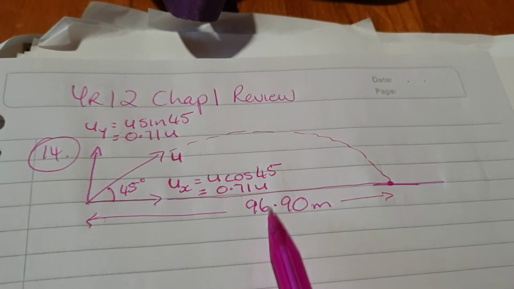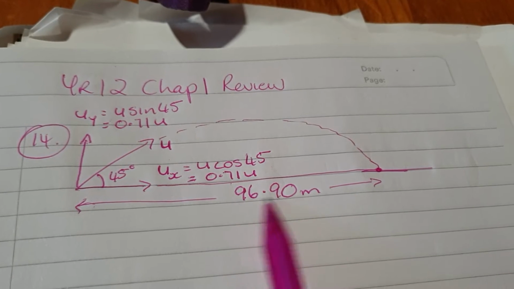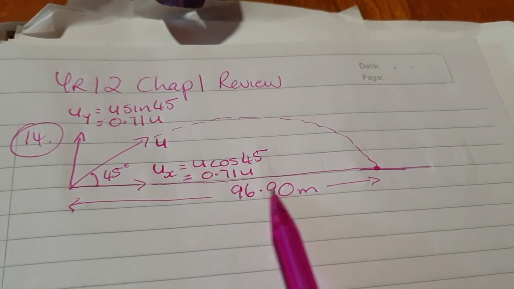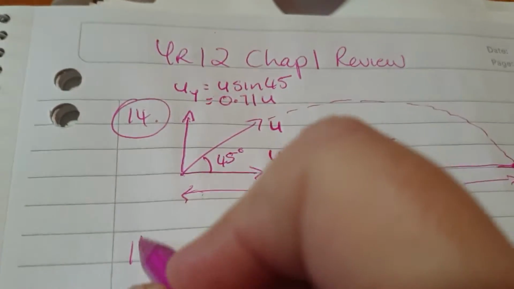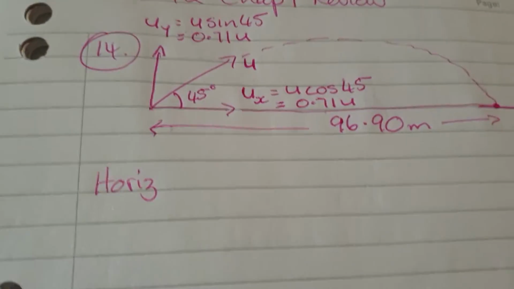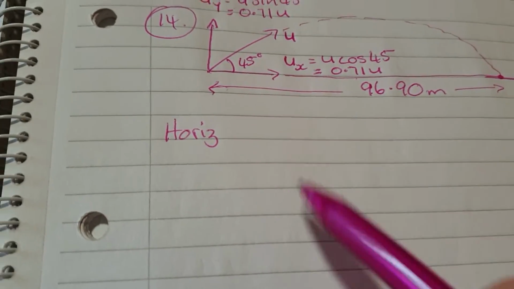Now, normally this is one of the last things that you work out in a projectile question, so we're going to be starting at the end and working backwards. So what do I know about this horizontal distance? I always like to write what direction I'm working in at the time. It saves me getting confused later on if I forget subscripts and stuff.